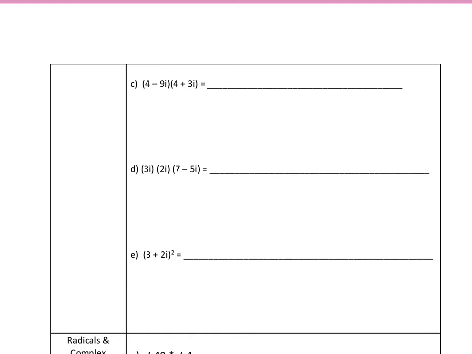Letter C. What did you do first? Yep, FOIL. So first is 4 times 4, which is 16. 4 times 3i, 12i. Negative 9i times 4, negative 36i. And negative 9i times positive 3i, negative 27i squared. Perfect. Raise your hand if you got that far. Good, I think that was everybody.